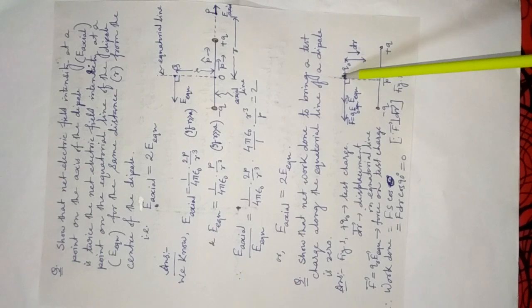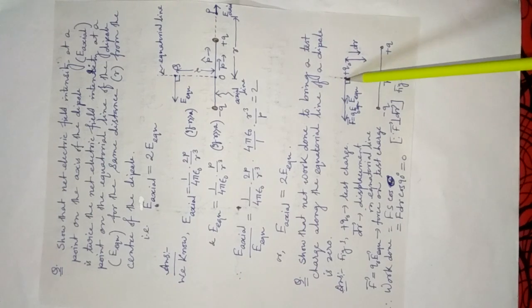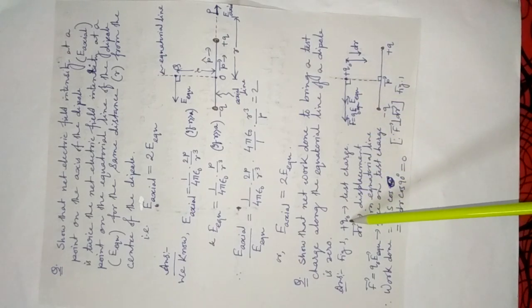Suppose dr is the displacement. It is moving along this direction, and the displacement and force are 90 degrees to each other. Note here: plus q naught is the test charge, dr vector is the displacement in the equatorial line, and F vector equal to q naught into E_Q is the force on the test charge.